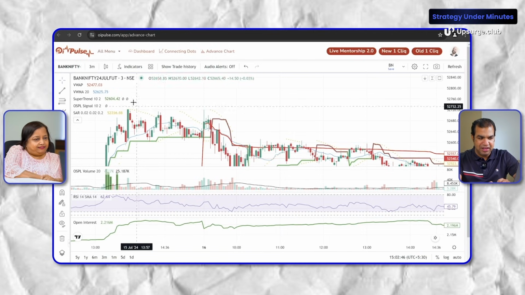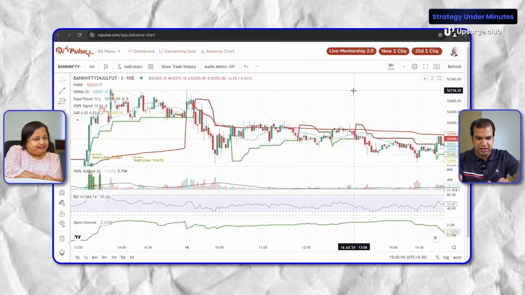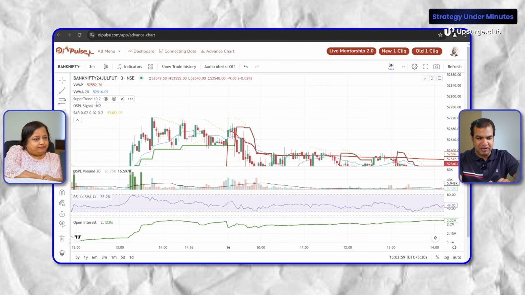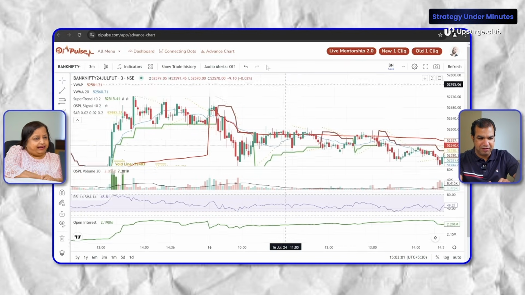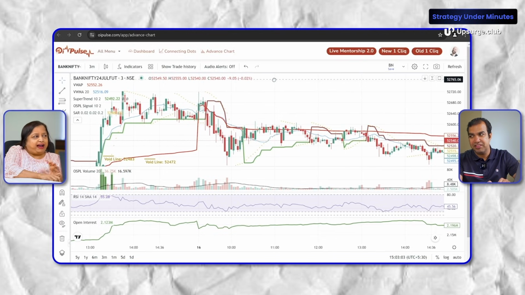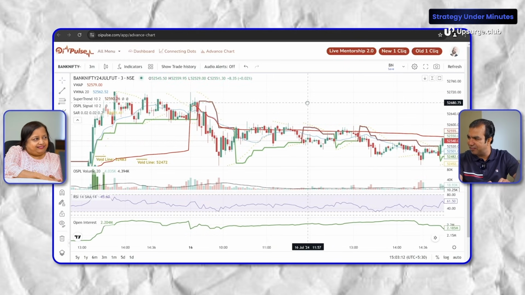Then come the indicators: the VWAP, the red line which you see here. And then your WMA20, the blue thin line. Then your Supertrend, the setting is around 10-2. The multiplier, 10-2 you are taking? Yes, because by default it is 10-3. Some will be using 7-3 or 9-3 and all. But what I have seen, 10-2 has given me significant results.